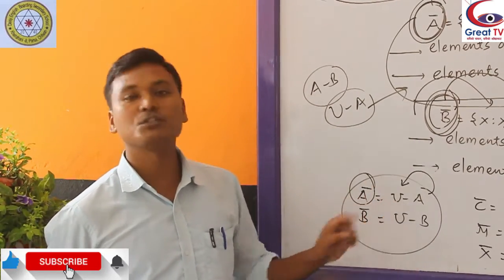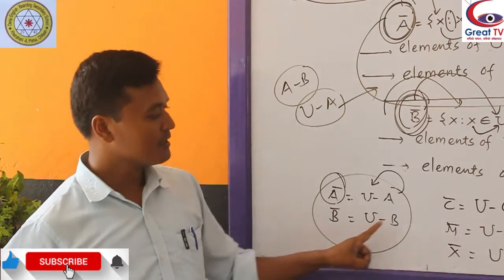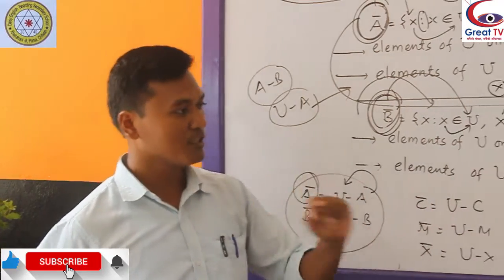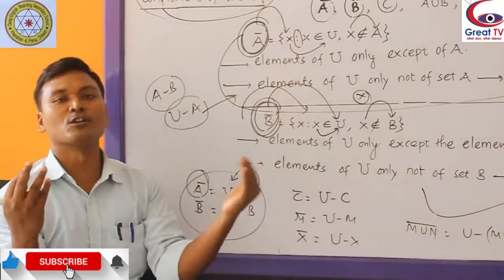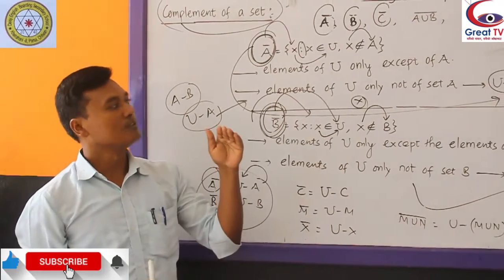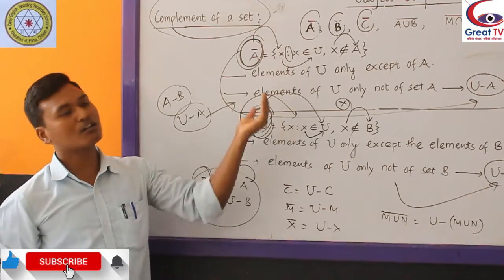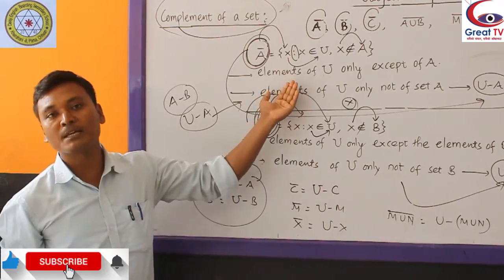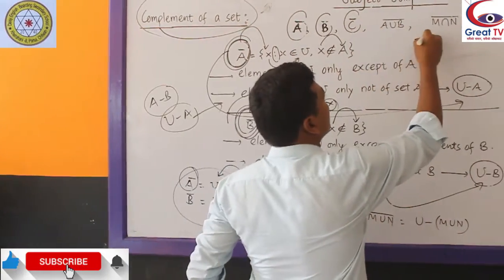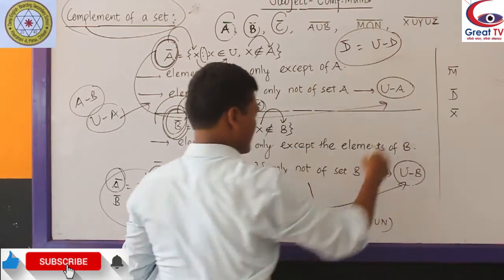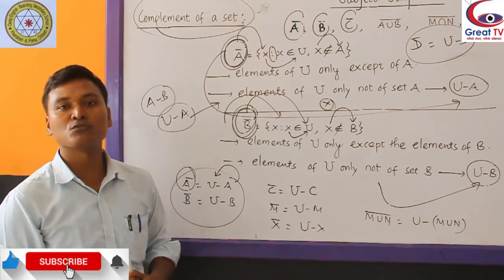That is, A complement means U difference A. Similarly, to find B complement, we subtract set B from the universal set. Similarly, C complement is U minus C, while for M union N complement it is U difference M union N. As we know, the complement of any set means we always subtract the given set from the universal set. That means A complement is U difference A, B complement is U difference B, C complement is U difference C, D complement is U difference the set D. So to find the complement of any set, we just subtract the given set from the universal set.